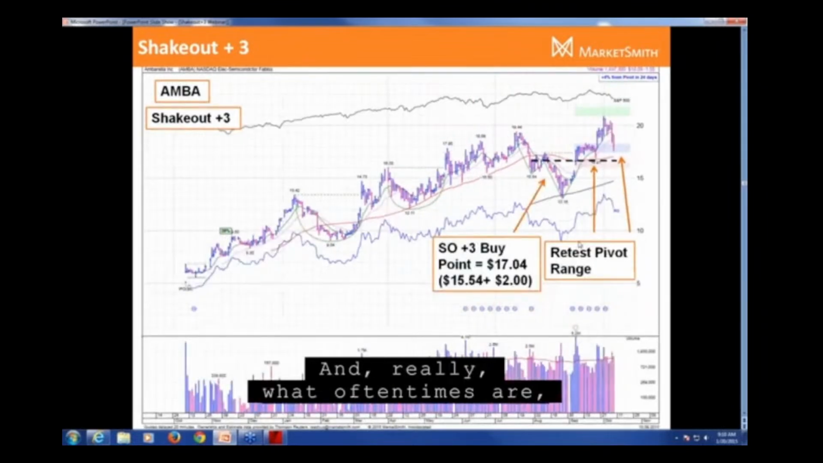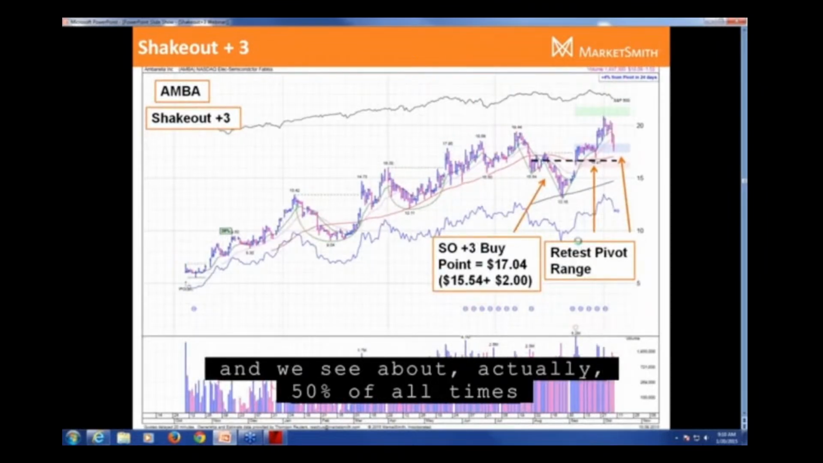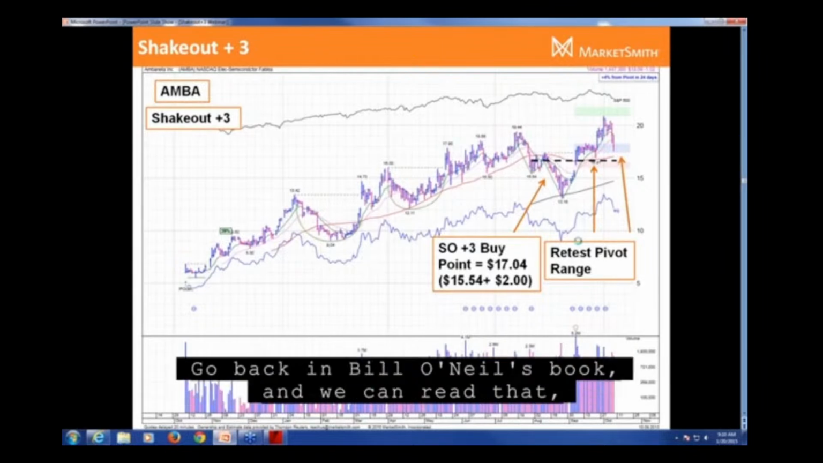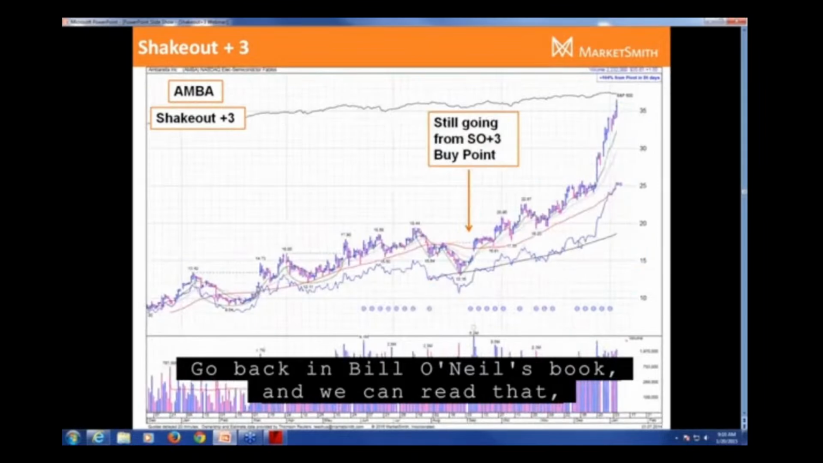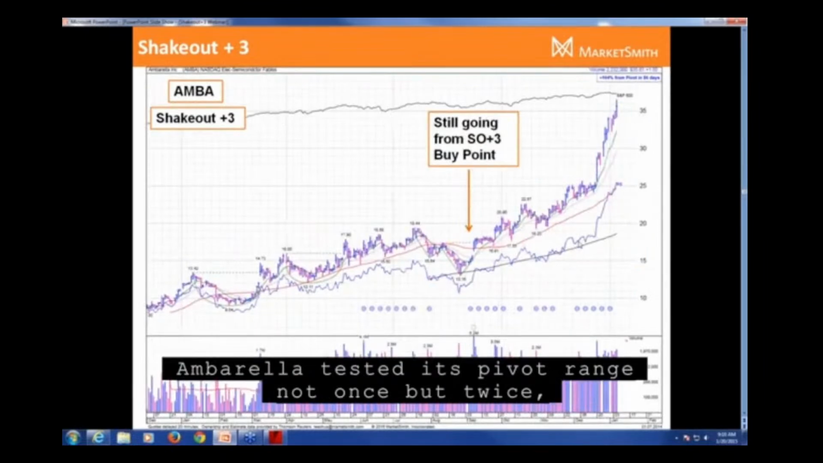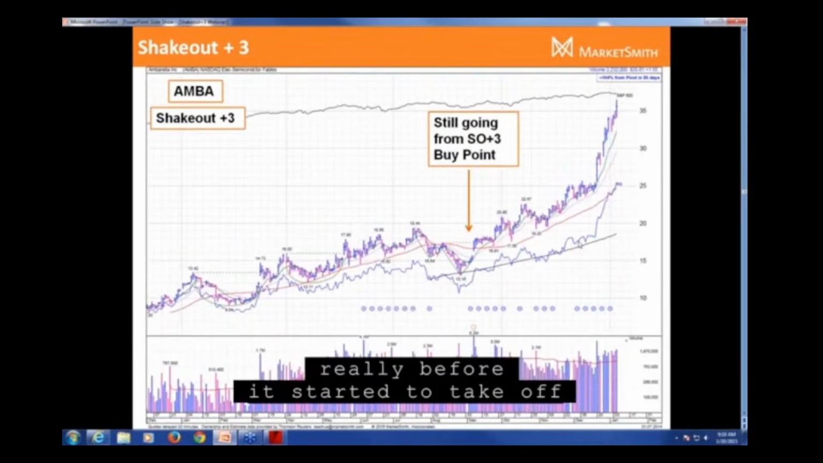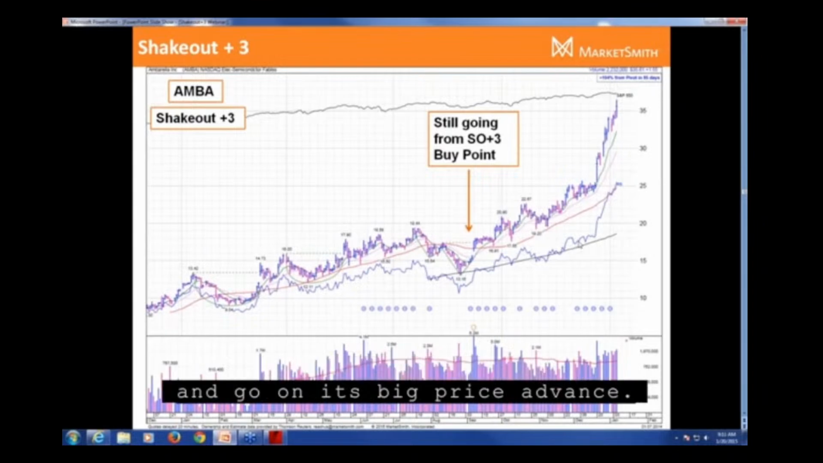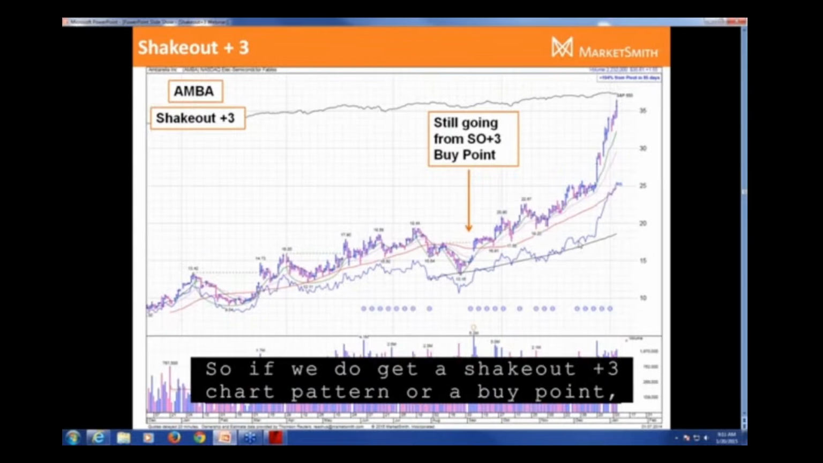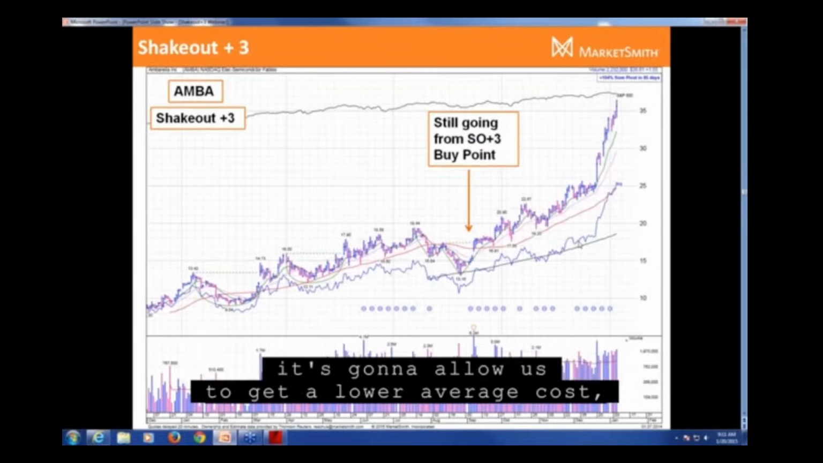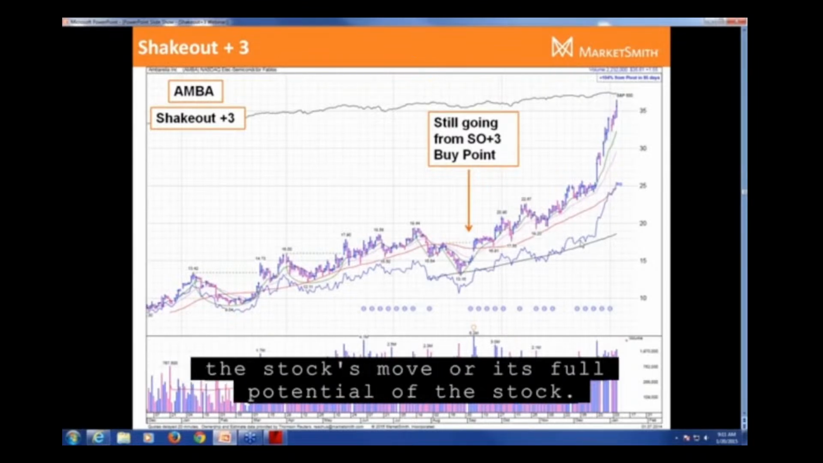And really, we see about 50% of all times when stocks break out of their pivot ranges, they retest their pivot ranges. Go back in Bill O'Neil's book and we could read that. And you'll see it here. Ambarella tested its pivot range not once, but twice, really before it started to take off and go on its big price advance. So if we do get a Shakeout plus 3 chart pattern or buy point, it's going to allow us to get a lower average cost, so we could really sit and capture the stock's move or its full potential.